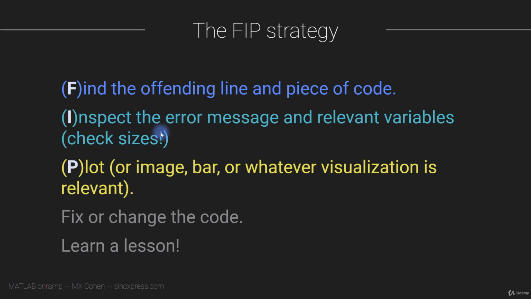For example, maybe you were expecting a vector, but the variable turns out to be a matrix. Or maybe you're trying to squeeze a vector into something that only accepts a scalar. So checking the sizes will often give you insight into the nature and the source of the error. Now, it happens sometimes that the inspection stage is sufficient for you to figure out the problem and come up with a solution. If not, then you go on to P, which is for plotting.